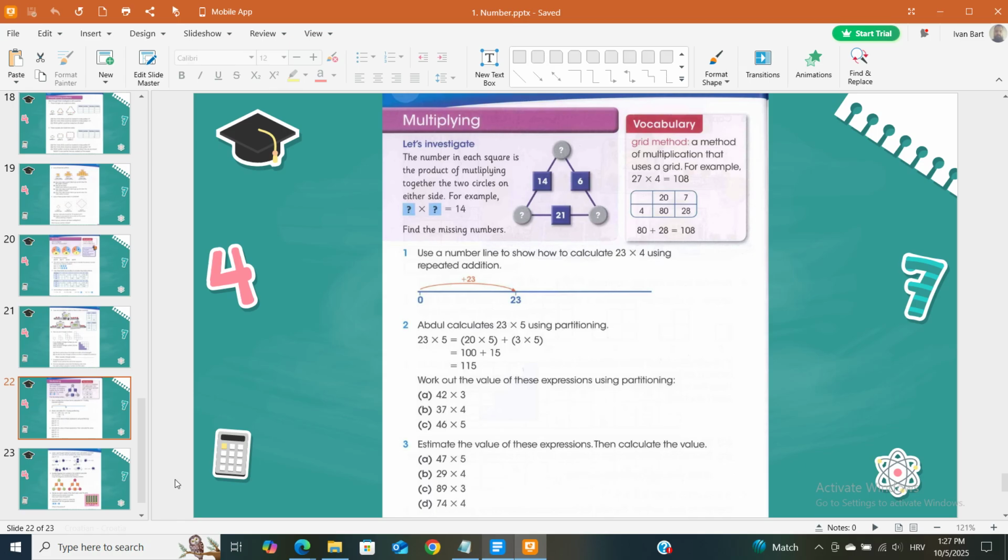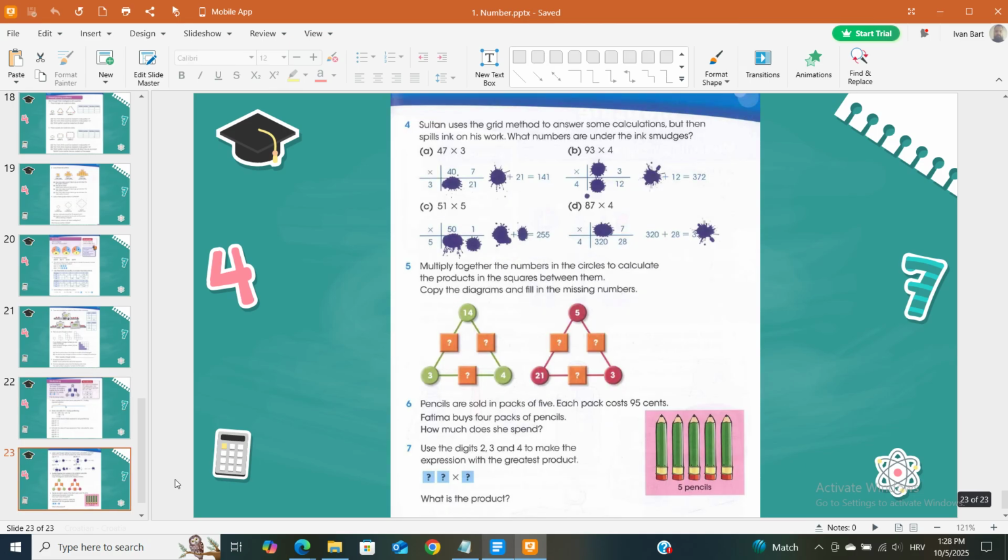3. Estimate the value of these expressions. Then calculate the value. (A) 47 by 5. (B) 29 by 4. (C) 89 by 3. (D) 74 by 4.